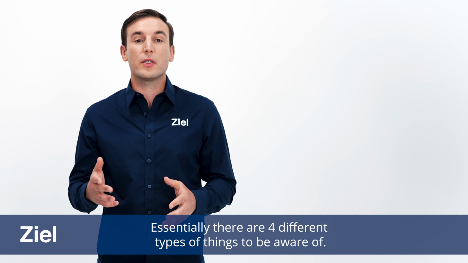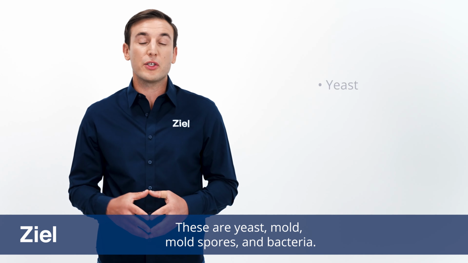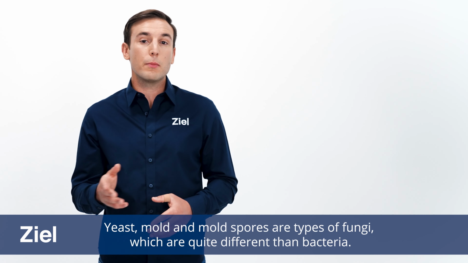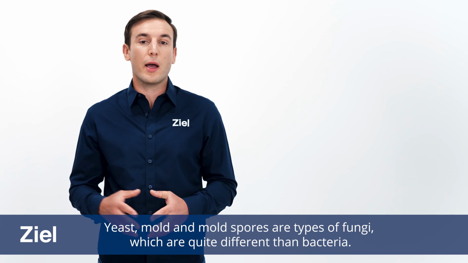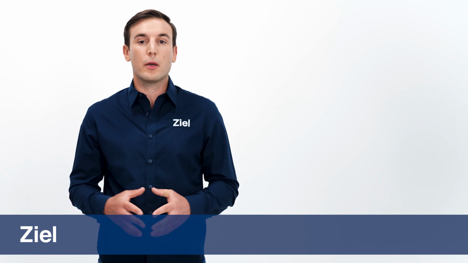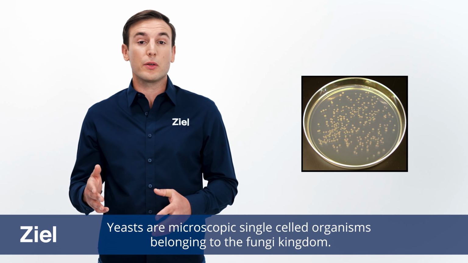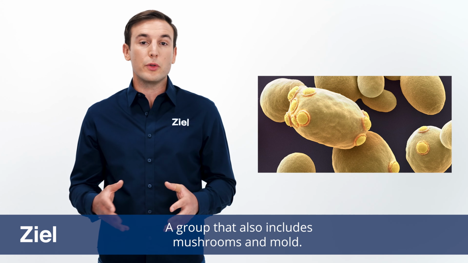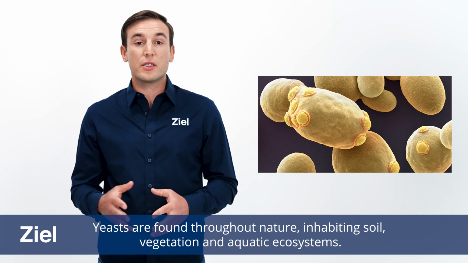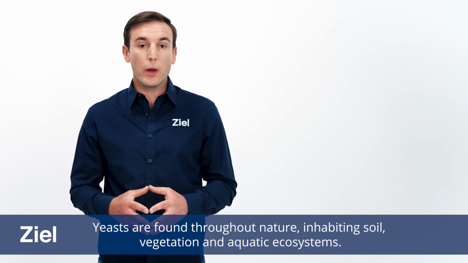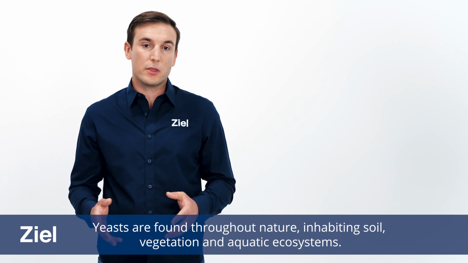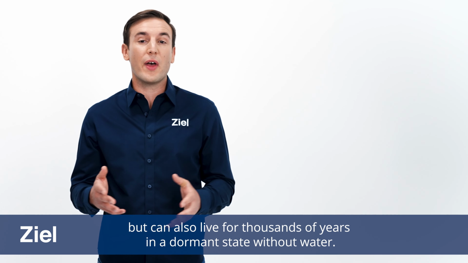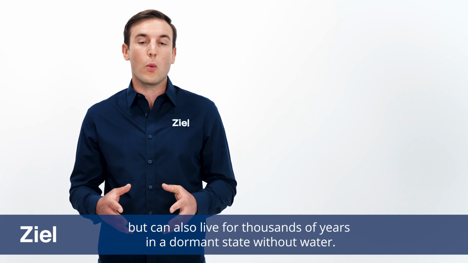Essentially, there are 3 different types of things to be aware of. These are yeast, mold, and bacteria. Yeast, mold, and mold spores are types of fungi, which are quite different than bacteria. Yeasts are microscopic single-celled organisms belonging to the fungi kingdom, a group that also includes mushrooms and mold. Yeasts are found throughout nature, inhabiting soil, vegetation, and aquatic ecosystems. They reproduce in moist environments, but can also live for thousands of years in a dormant state without water.